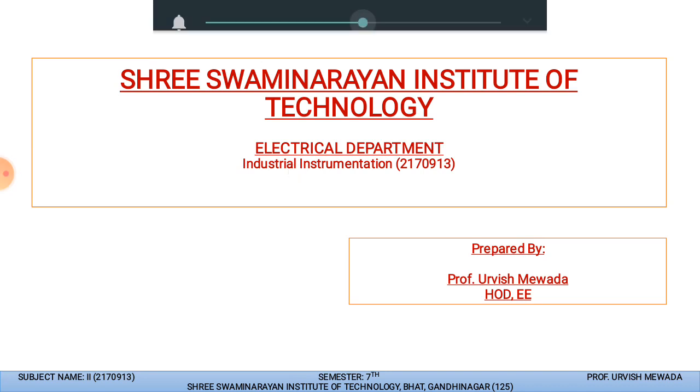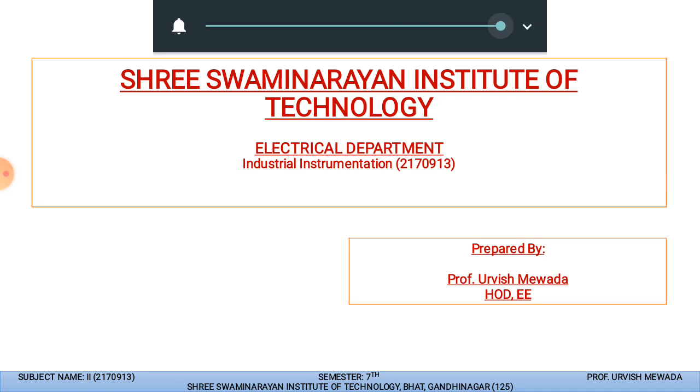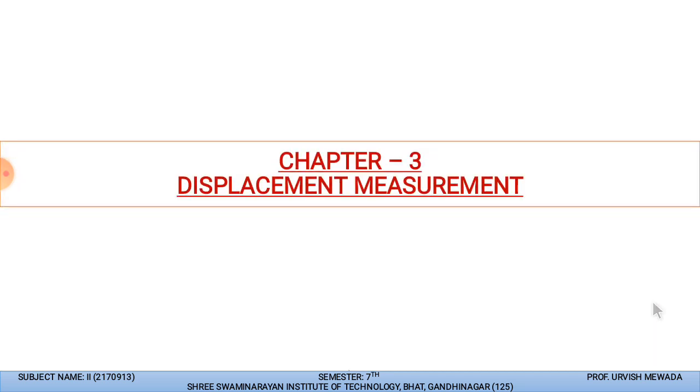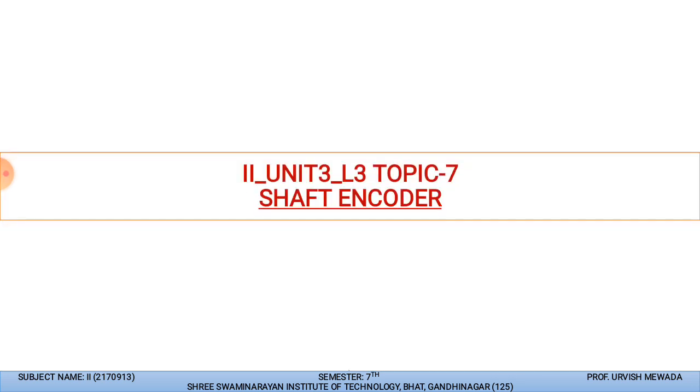I am the subject matter expert of the Industrial Instrumentation subject, which is in the 7th semester electrical, and the GTU subject code for this subject is 2170913. Students, we are currently studying chapter number 3, displacement measurement. In the third chapter, this is our lecture number 3.